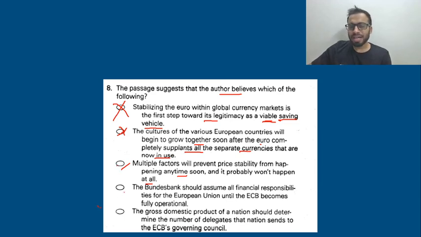D: Bundesbank should assume all financial responsibilities for the European Union until the ECB becomes fully operational. That is not suggested at all. They gave examples of Bundesbank and Federal Reserve, but they did not say that it should assume all responsibilities. I can eliminate D as well. E: The gross domestic product of a nation should determine the number of delegates that nation sends to the ECB's governing board. No, there is no hint whatsoever about this. C looks to be the only correct option to me. That the author is skeptic. The author thinks price stability will not happen, and it probably won't happen.